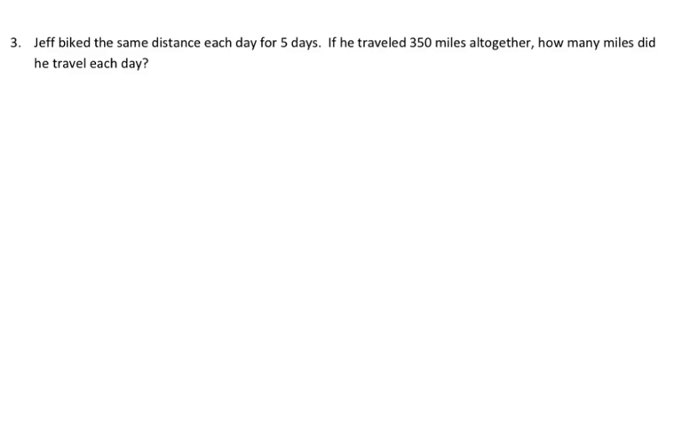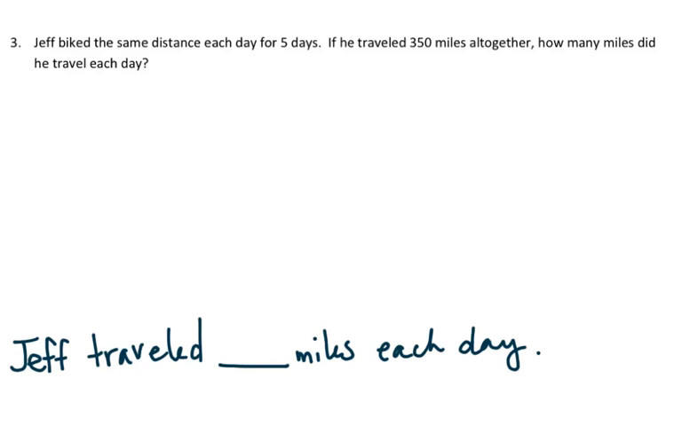Okay, so let's start out with a target sentence. And that reads, Jeff traveled blank miles each day. Okay, so we know that he traveled for the same distance each day for 5 days. So we know the number of groups he had. We just don't know how much he traveled. So the size of the group is the unknown.